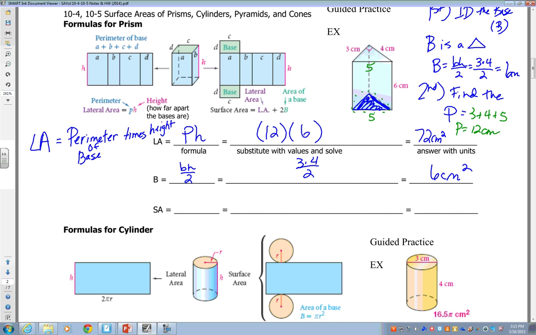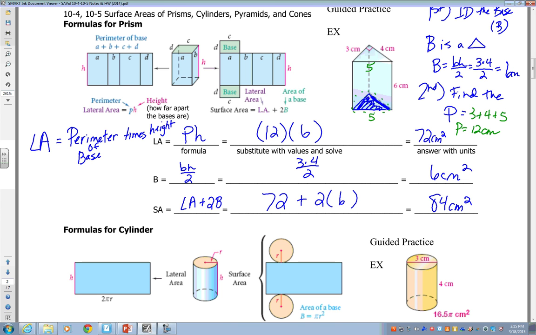All right, so surface area means you're going to take the lateral area plus the area of the 2 bases. That's why it's 2B. Okay, we already know our lateral area. That's the 72. Plus, we're going to do 2 times the area of our base. Our base is 6, which is 12. So our total surface area would be 84 centimeters squared. Area is still centimeters squared. Unit squared. Okay? Volume is cubed.